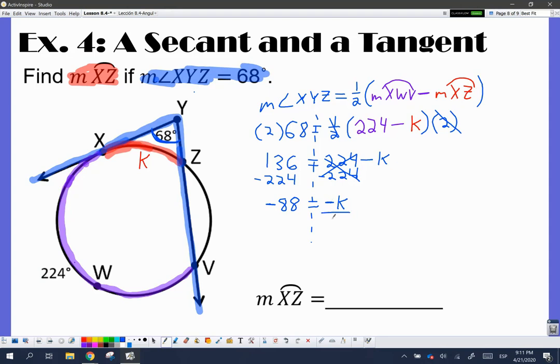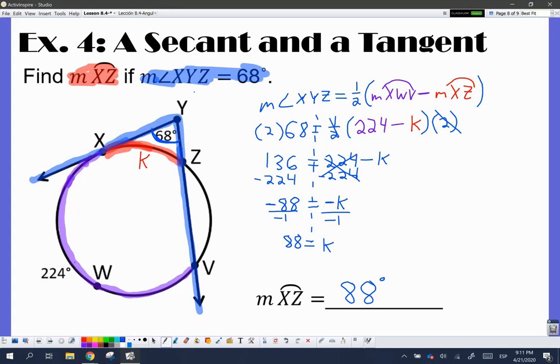One way that I can do that is divide by -1, because the number will stay the same because I'm dividing by 1, but the sign changes because I'm dividing by that negative. Negative divided by a negative becomes positive. Now I'm going to divide by -1 on the other side too, because whatever I do on one side, I have to do to the other. So negative divided by negative also becomes positive over here. So k is equal to 88, which means that the measure of arc XZ is 88 degrees.